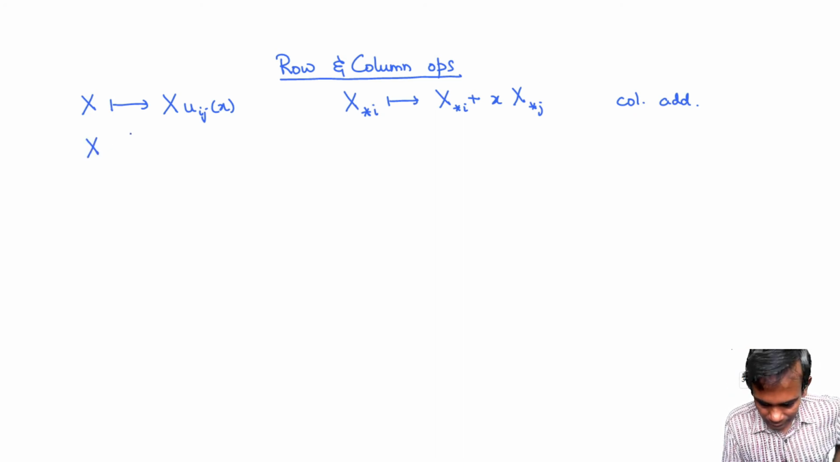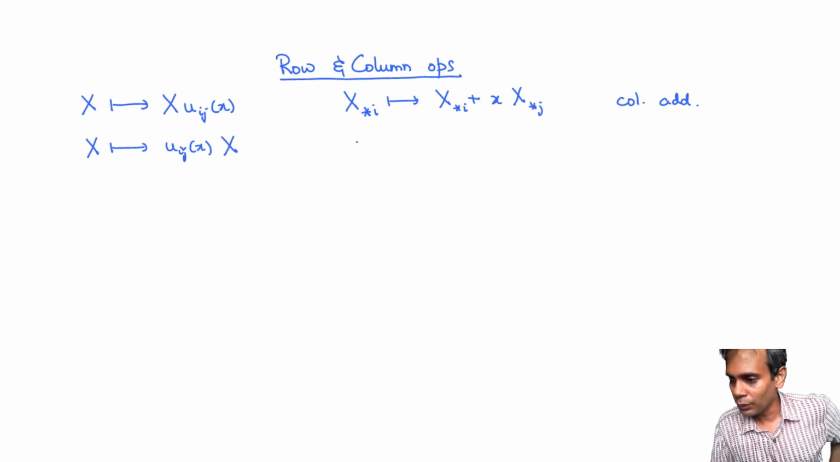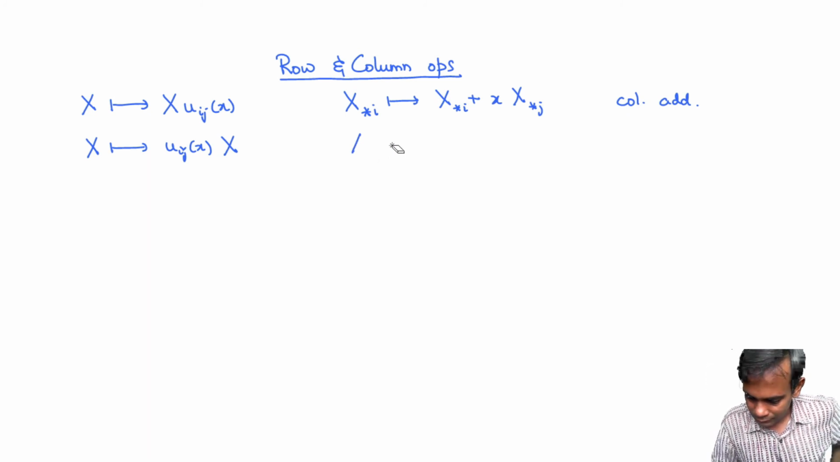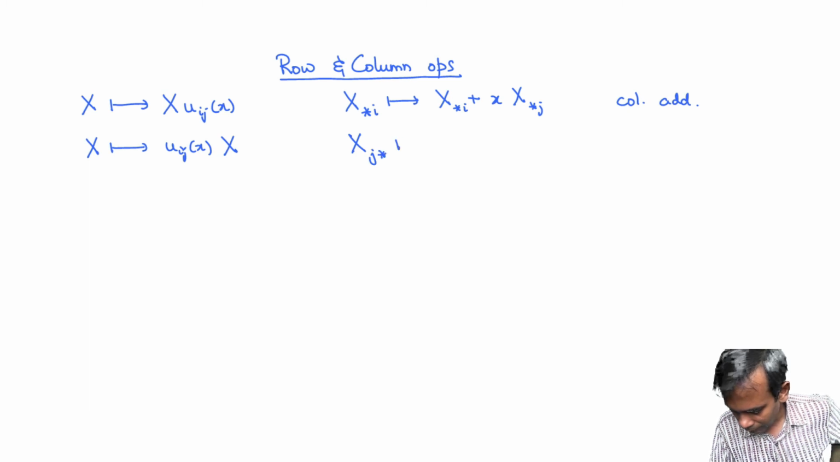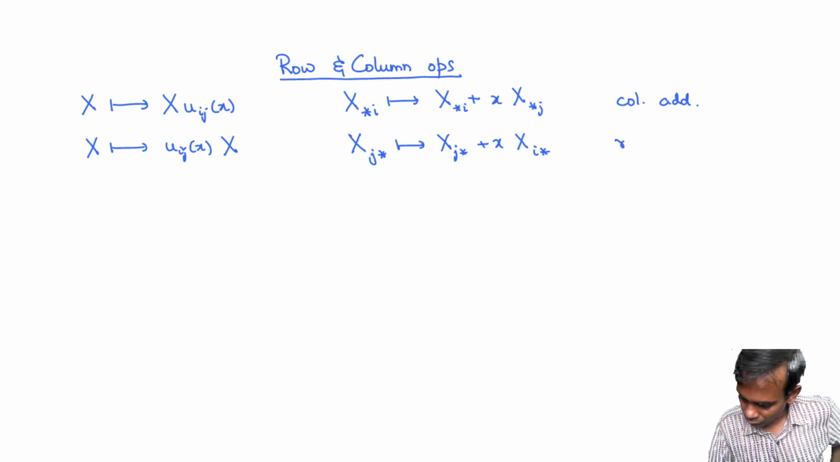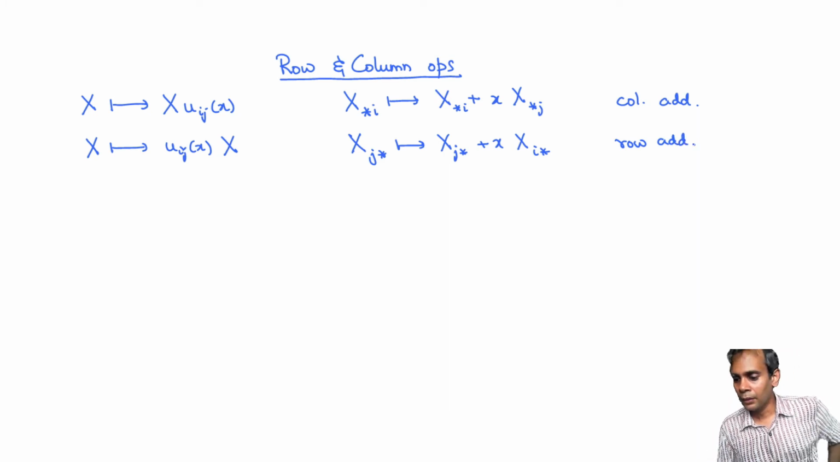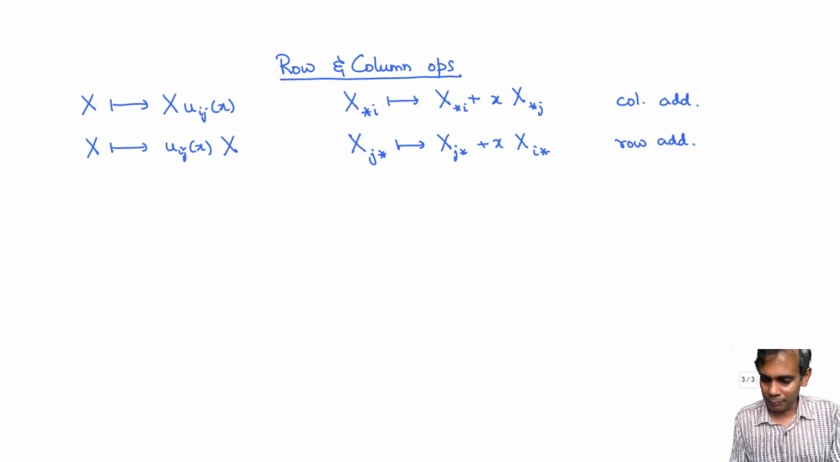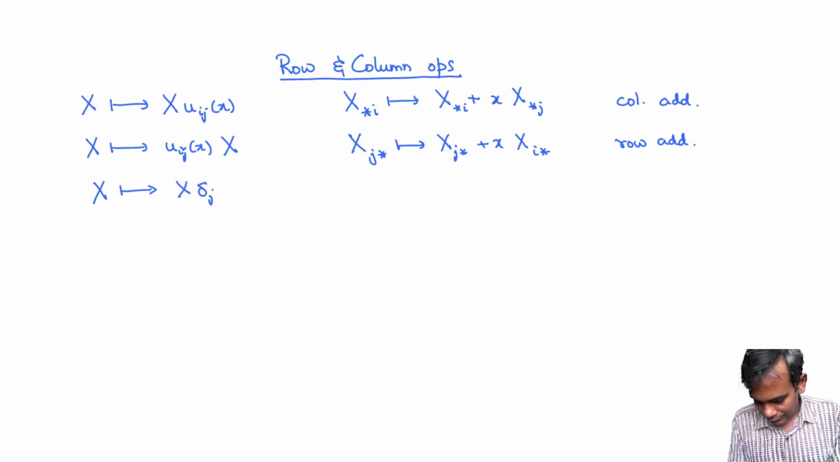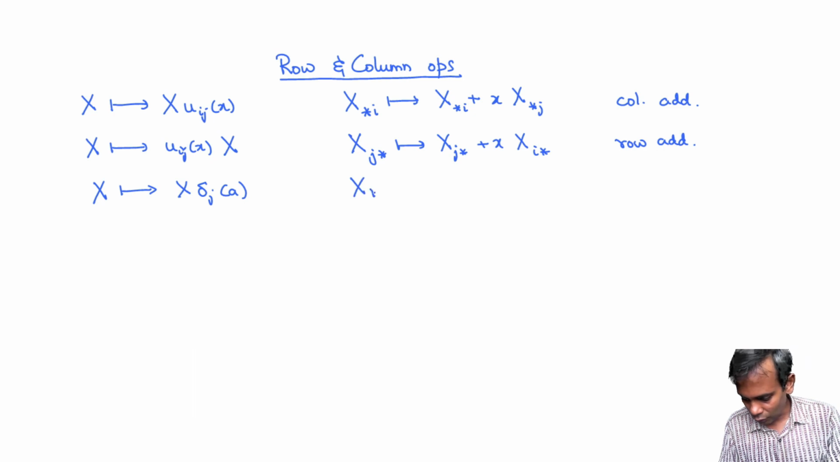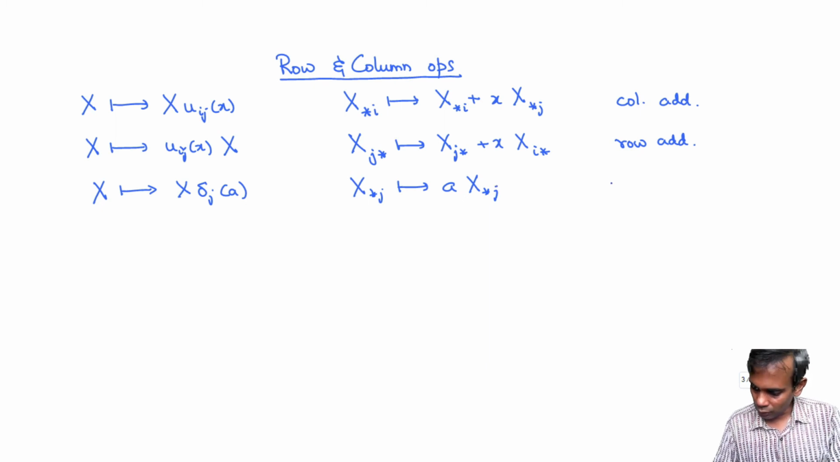And similarly, if you take X and now multiply it on the left, which means that this U_ij(x) would be an m by m matrix of the same type, this would correspond to taking the jth row of X and replacing it by the jth row of X plus x times the ith row of X. This is called row addition. So this is what the shears do upon left multiplication and right multiplication. And if you take X goes to X times delta_j(a), then this is the same as taking the jth column of X and replacing it by a times the jth column of X. So this is column multiplication.